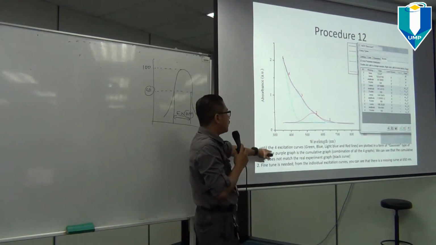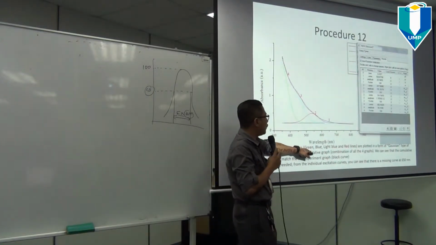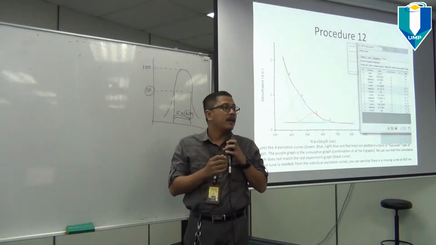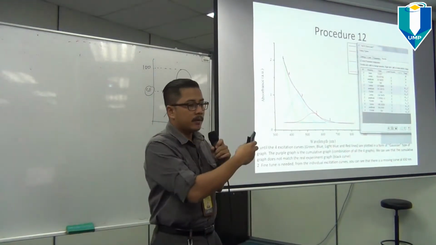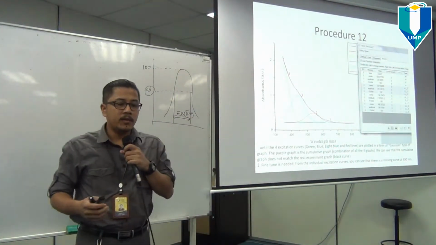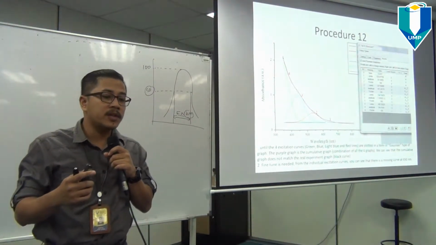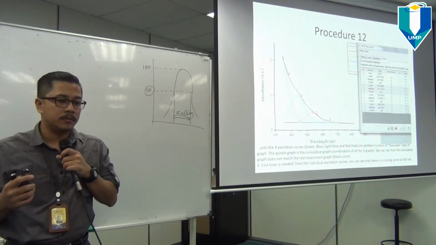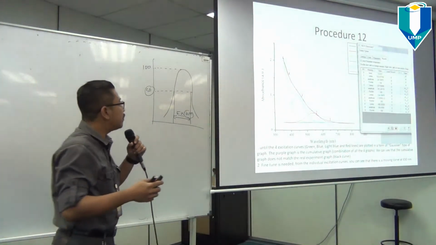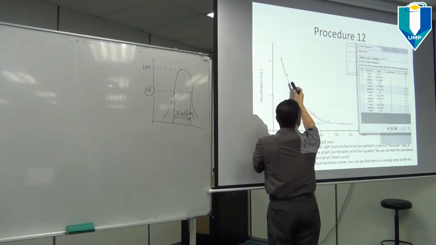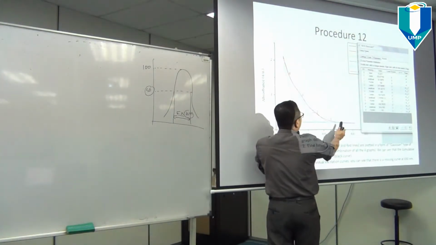Until the four excitation curves, the green, blue, light blue and red lines, for example, in this graph. The color of your graph might be different from the PowerPoint slide. So until the four graphs plotted in the form of Gaussian type are shown. Usually you could see the black, the original graph, and the purple graph.